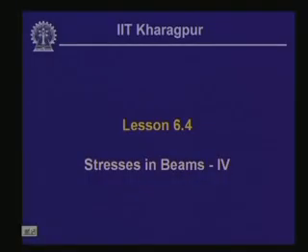Welcome to the fourth lesson of the sixth module, which is on stresses in beams, part 4. In the last lesson we discussed some aspects of shearing stress in beams, and we looked into the effect of shearing stress in a beam having a rectangular cross section. Now, in this particular lesson, we are going to discuss what happens if shear stress acts in a beam having cross sections other than the rectangular ones, like the circular one or the T sections.